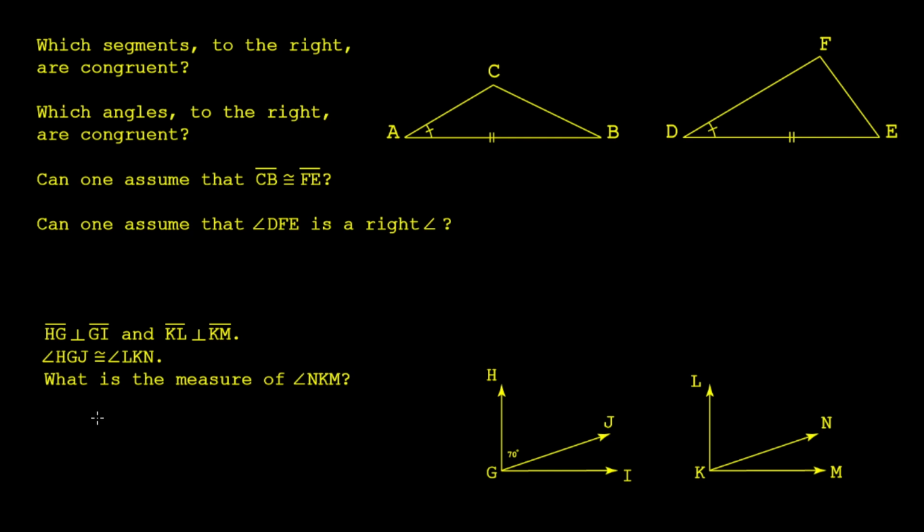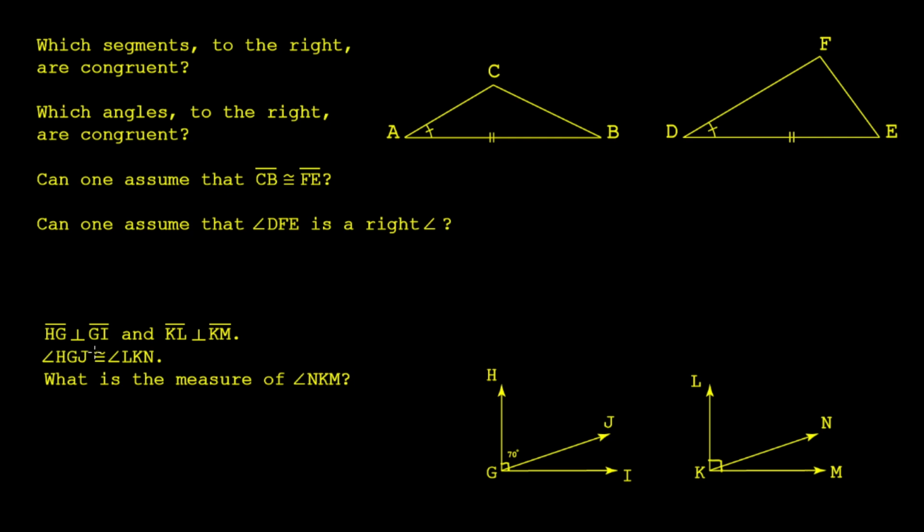Now we're going to work on a mini proof down here. Given these, what is the measure of angle NKM? First, HG is perpendicular to GI. Therefore, angle HGI is a right angle because perpendicular lines form right angles. KL and KM are perpendicular. Therefore, angle LKM is a right angle because, again, perpendicular lines form right angles.